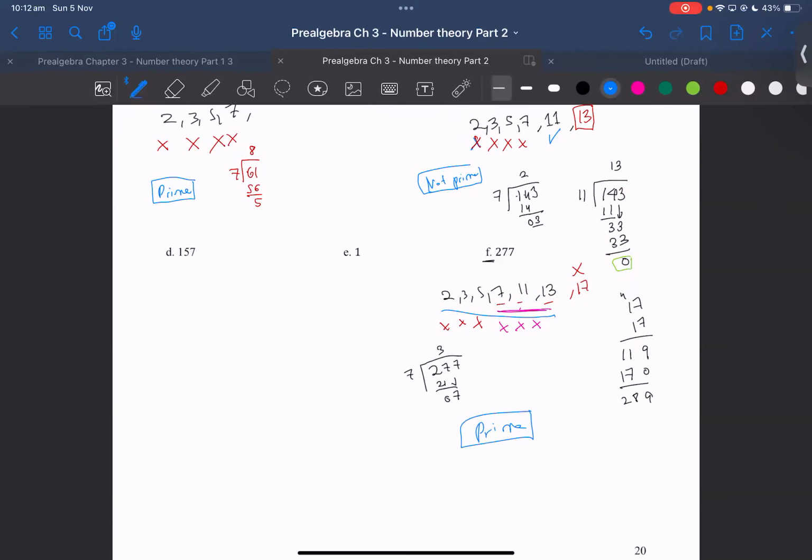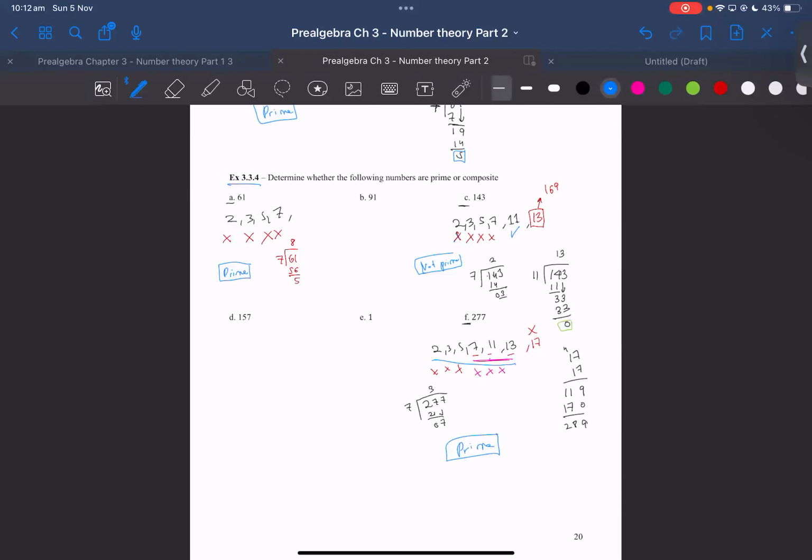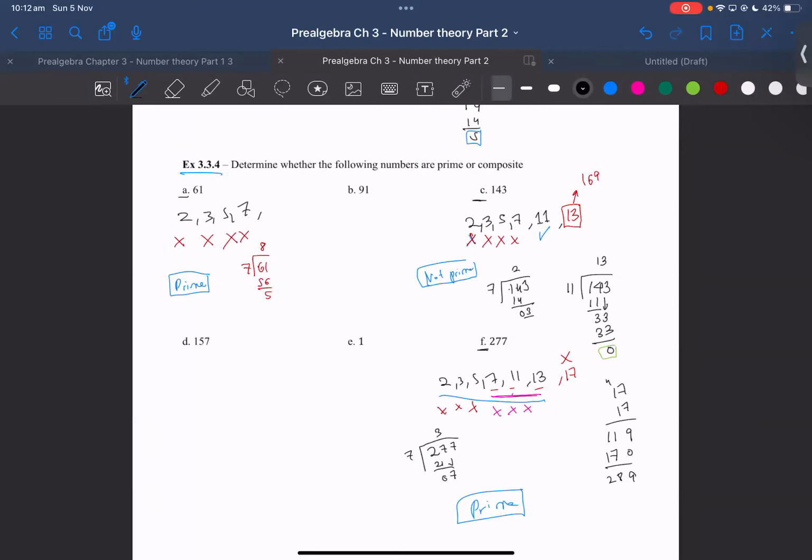Does that make sense? Well, we don't need to check that many numbers. And for the answers to the other three: B, the answer is no, composite, sorry. E, 157, yes, it is prime. And the other one, the answer is neither. It's neither composite nor prime.